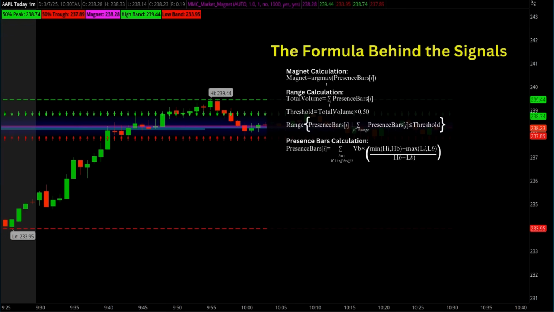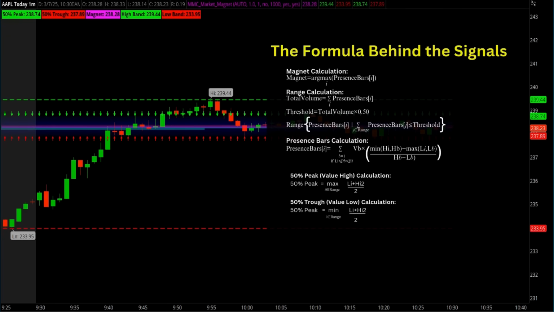The presence bars represent how volume is distributed across different price levels. For each candlestick in the session, volume is allocated to price levels that overlap with the candlestick's range. If a price level falls within a candlestick's high and low, it receives a proportional share of that candlestick's volume. This creates a histogram that visually represents where traders have been most active.